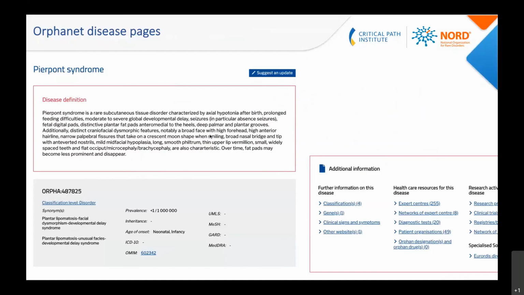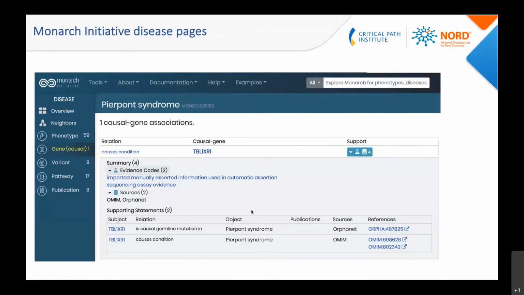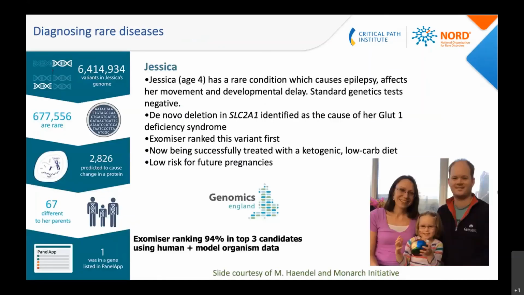If you do, on the Orphanet site, you get a page that looks something like this, that defines the disease, gives you its classification, and has links out to lots of additional information and data. Similarly, if you were to go to the Monarch Initiative and search for Pierpont syndrome, you would get a page that links also to many different types of data sources available, but really focuses on phenotype and genotype information across organisms. And I would like to thank Melissa Hendel and the Monarch Initiative for contributing this slide and this example.